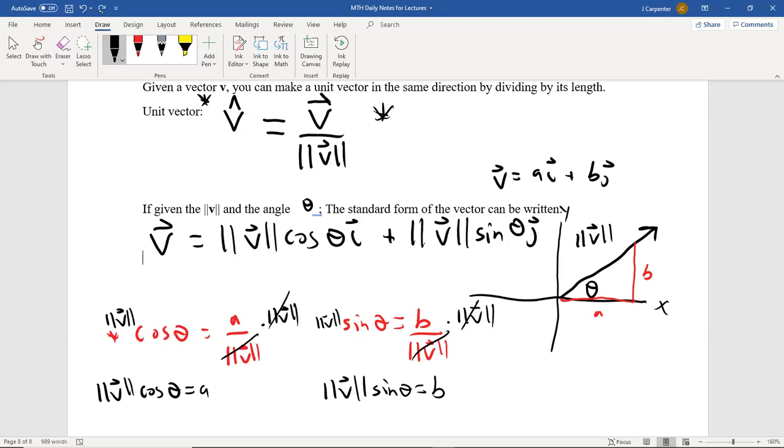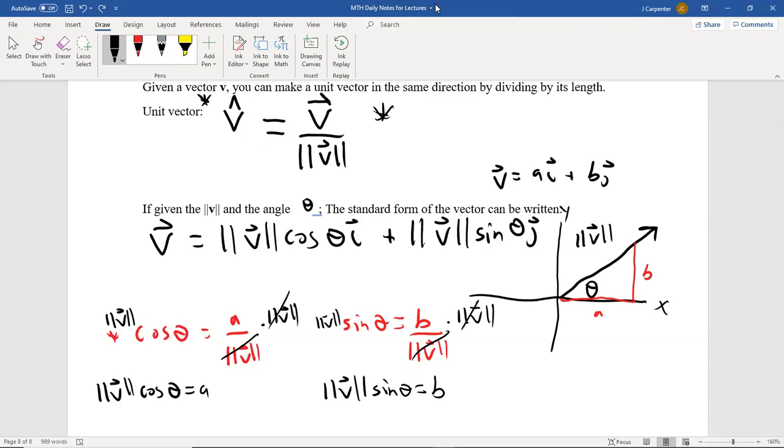So it doesn't matter what information we're given. We can always find the other scenario. If we're given the components, we can find the length, and we can also find the angle. We'll do that very shortly. Or if we're given the length and the angle, we can find the components. Both are important aspects. We have to be able to do it either way.